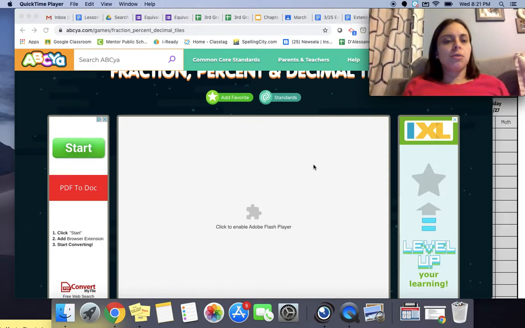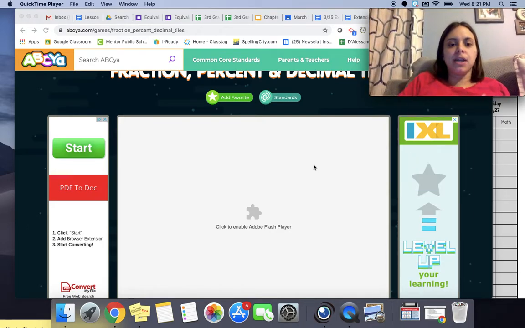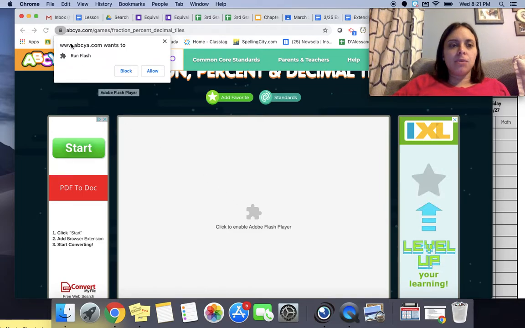Hey, boys and girls. So when you click on the link to the website, you're probably going to get this pop-up that asks you to enable Adobe Flash Player. You're going to want to click here, and it will say that this website wants to run Flash. You want to make sure you choose Allow. If you choose Block, it's not going to work.